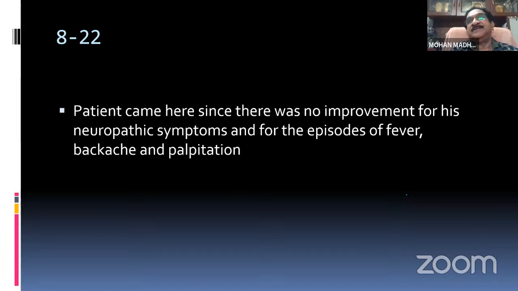That's the time when the patient came here, and the examination which I showed you earlier was when I saw the patient on September 19th. The patient came here saying there was no improvement in his neuropathic symptoms and in the episodes of fever, backache, palpitation and shivering.